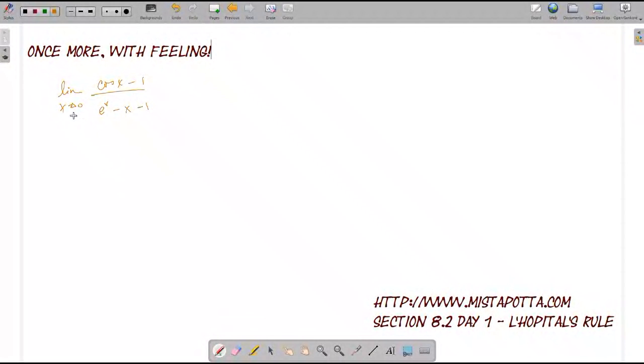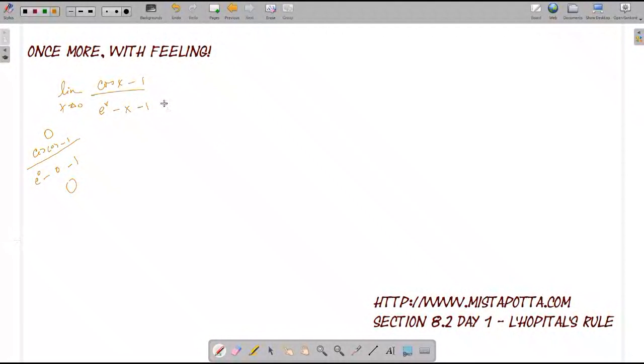So right now when I try and substitute x equals 0, I get cosine of 0, which is 1, and subtracting 1 gives me a 0 in the numerator. Down here I'm going to have e to the 0, which is 1, minus 0, minus 1. So I get 0 in the bottom. I get this indeterminate form, and so I have access to L'Hopital's rule.